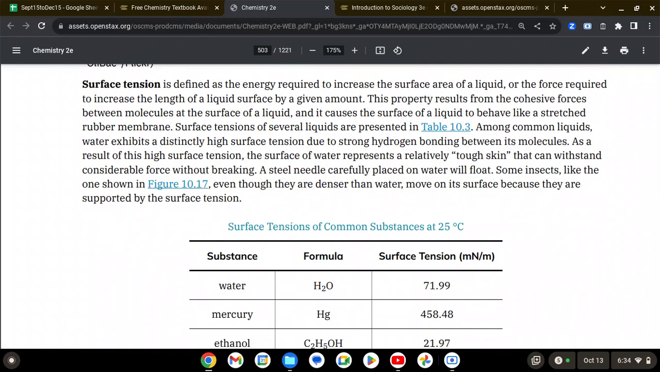Surface tensions of several liquids are presented in Table 10.3. Among common liquids, water exhibits a distinctly high surface tension due to strong hydrogen bonding between its molecules. As a result of this high surface tension, the surface of water represents a relatively tough skin that can withstand considerable force without breaking. A steel needle carefully placed on water will float. Some insects, like the one shown in figure 10.17, even though they are denser than the water, move on its surface because they are supported by the surface tension.